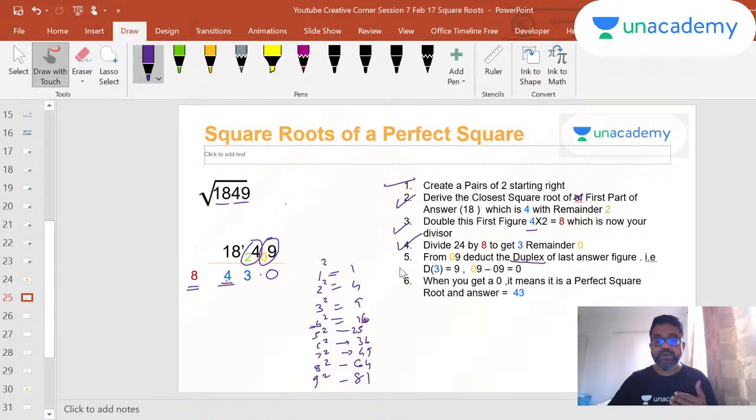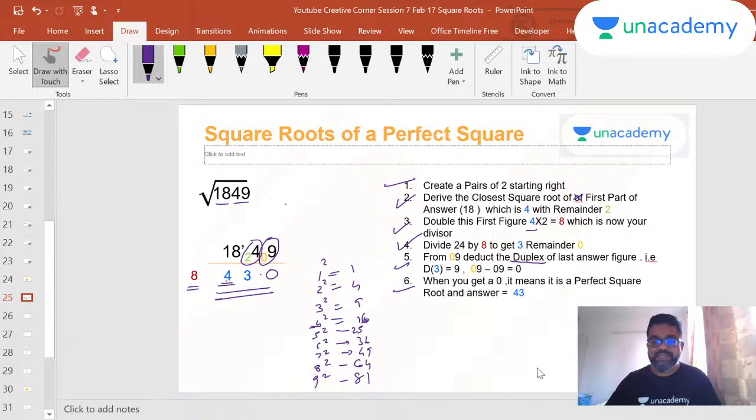When you get a 0 at the end, if you keep repeating this over again, 0 divided by 8, you get a 0 again. So it will continue as a 0. So effectively our answer is 43 here, 43.0, 43.